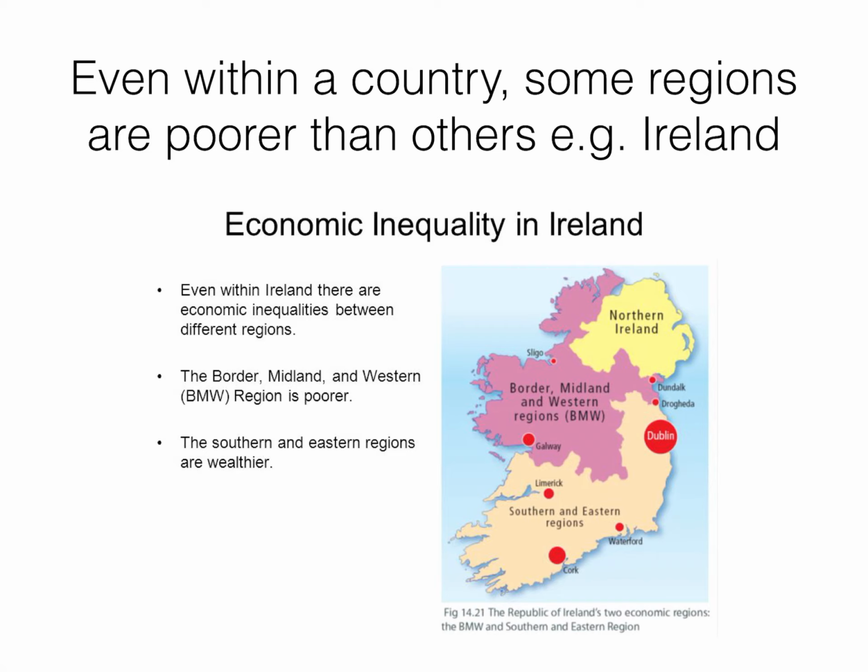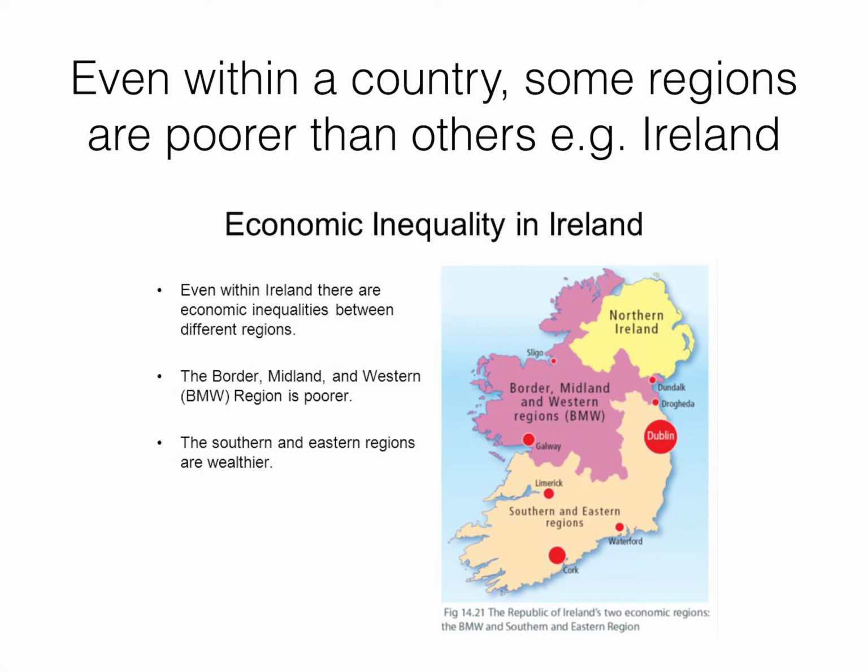Now, even within a country, some regions are poorer than others. For example, in Ireland. So what we're going to do is divide Ireland into 2. Okay, so you have the Border, Midlands and Western region. So we call that the BMW region. So think of the name of the car. So that's called the border, so the border counties, Midlands, and the Western counties. So the Border, Midland and Western regions are the BMW region.